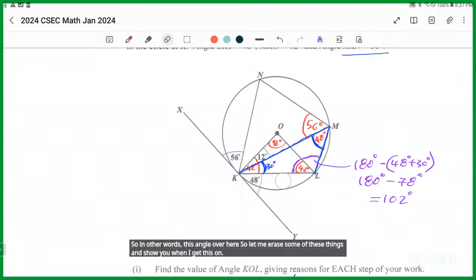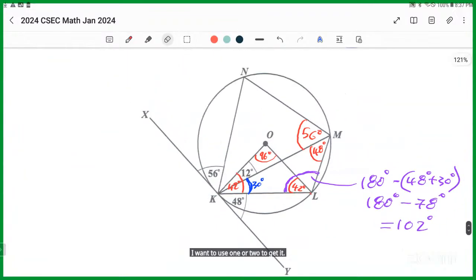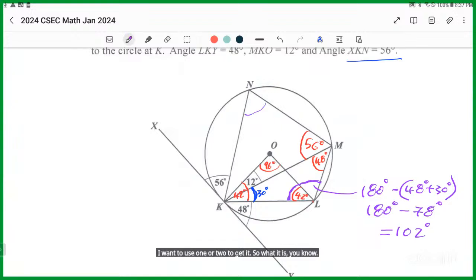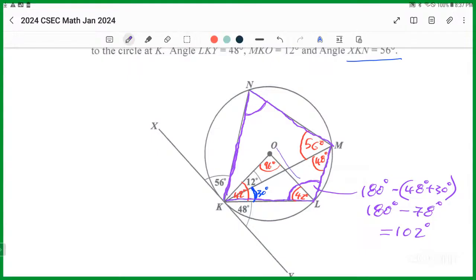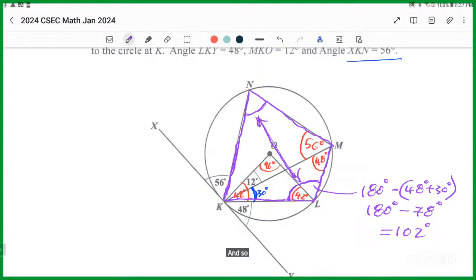I'm going to use this 102 to get it. So now we mark it in purple. They want this angle. This angle is one of the angles in this cyclic quadrilateral. These two opposite angles must add up to 180 degrees. Those two opposite angles must add up to 180 degrees. And so that's going to be 180 minus 102, which is 78.